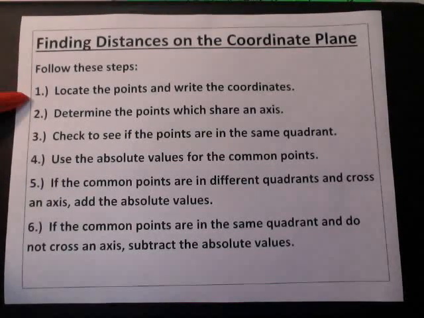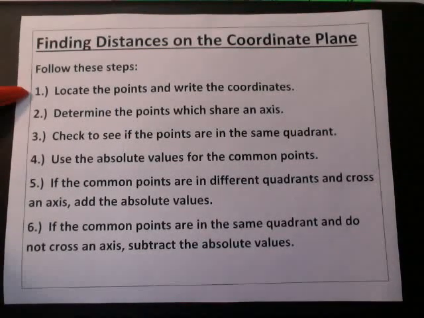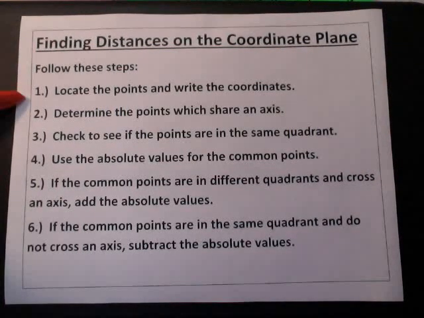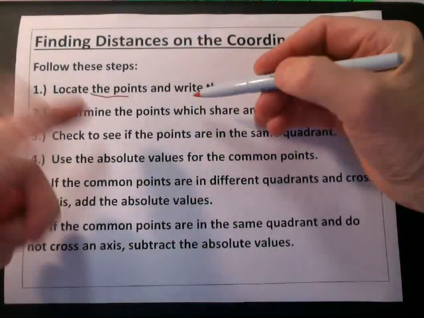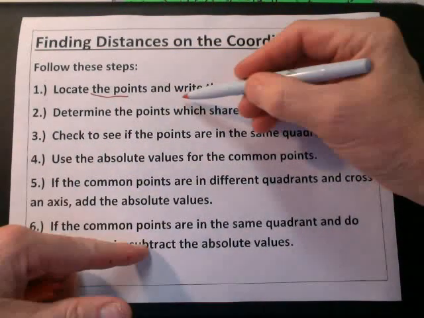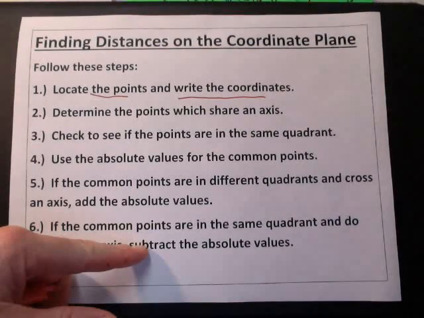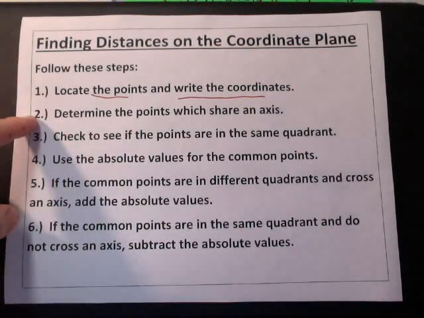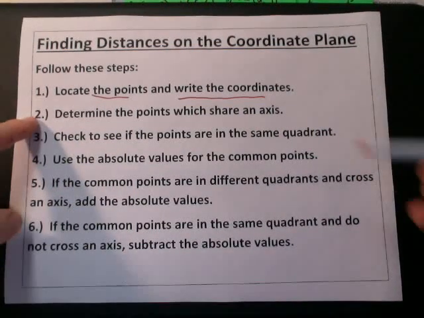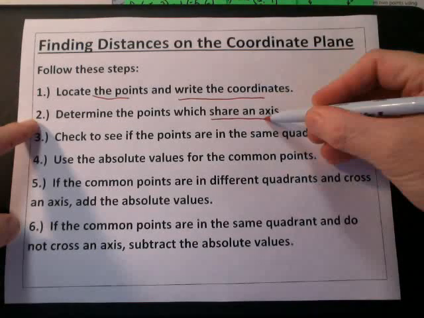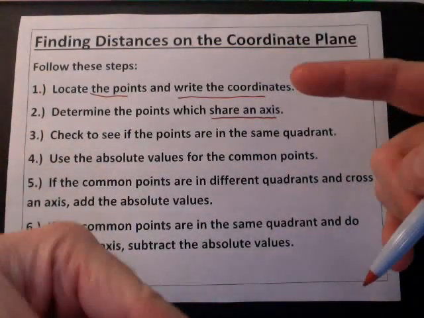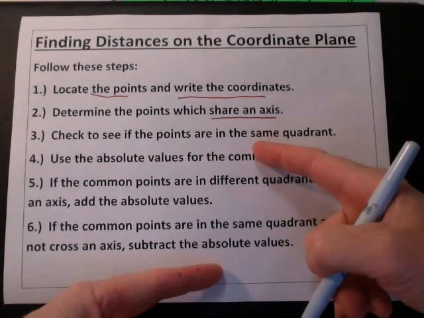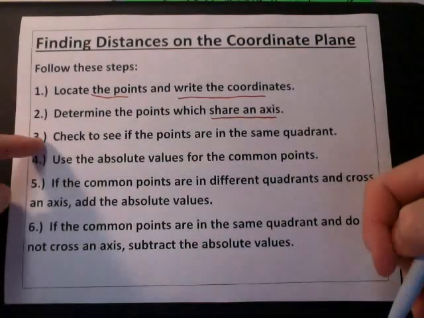When you're finding distances on the coordinate plane, number one, locate the points and write the coordinates. So the first thing you do is you locate your points or the place you're going, and you write down the coordinates. Then number two, you determine the points which share an axis. Okay, now usually you'll find points that will have a common axis. They will both fall on the y-axis or fall on the x-axis.